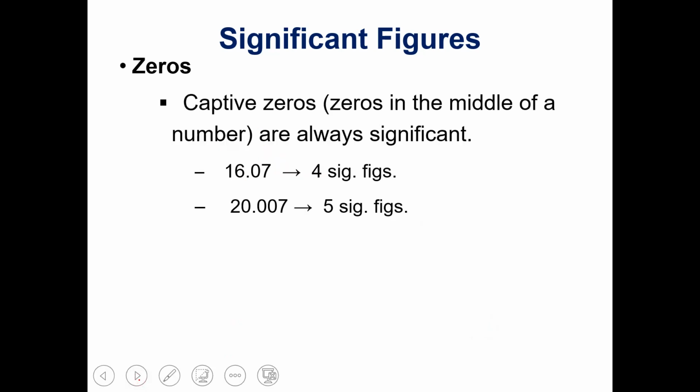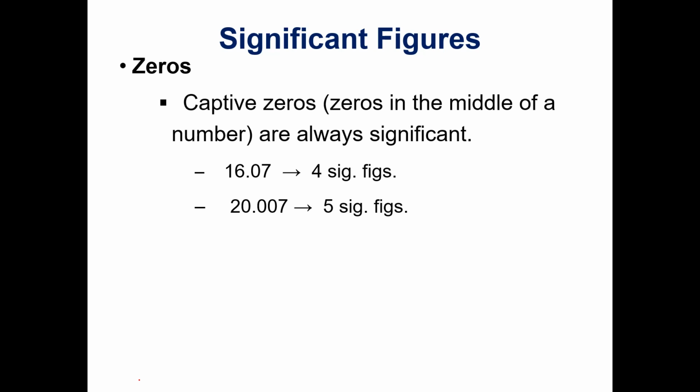Captive zeros are those zeros that are in the middle of a number. Those zeros are always considered significant. They're in between non-zero numbers, so they're trapped there. And the non-zero numbers around them are significant, so those captive zeros are also significant. So 16.07 would have 4 significant figures. 20.007 would have 5 significant figures.